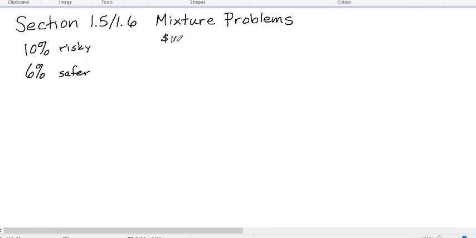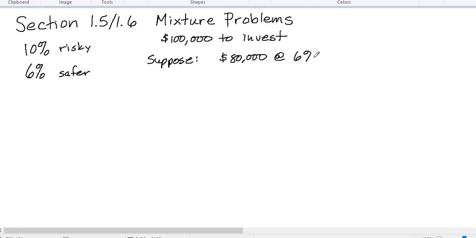If you have a total of $100,000 to invest, let's suppose that our allocation will be that we'll put $80,000 into the 6% account and $20,000 into the riskier 10% account. If we do that, how much total interest will we earn?